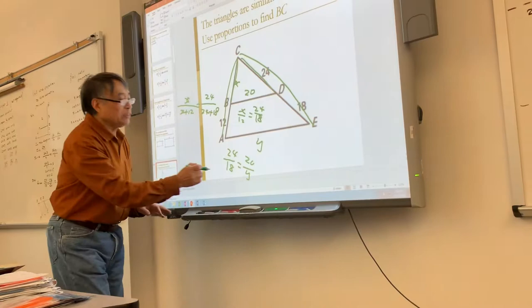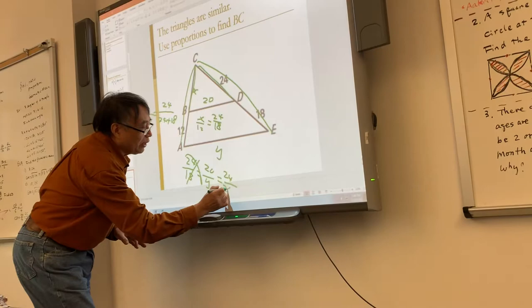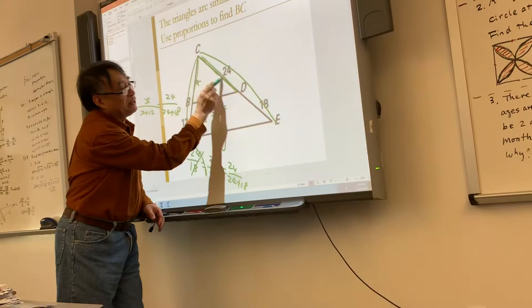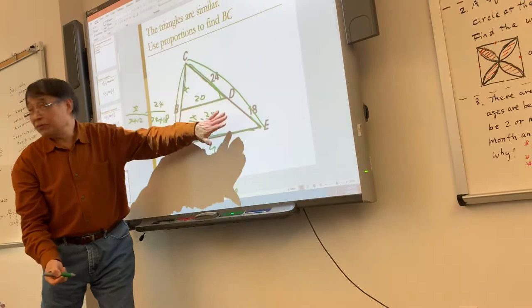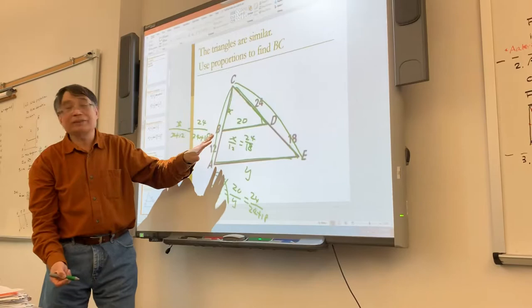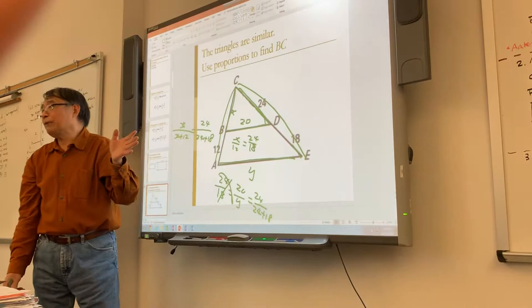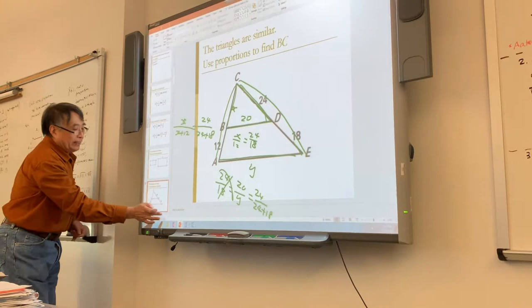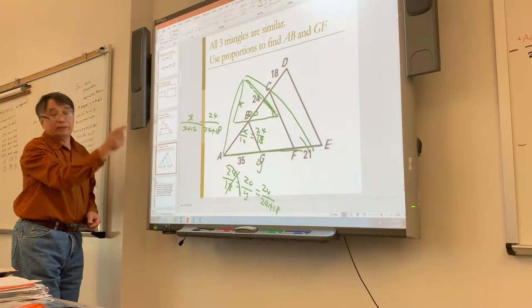How to get this part? 20 over y equals 24 over 24 plus 18. Because this side over this side equals this side over this side. Not this side over this side. So this side over this side equals this side over this side is good. But this side over this side doesn't equal this side over this side. I will give you some examples later, okay? So this part must be there. And this question I will show you later. 100% there, okay?